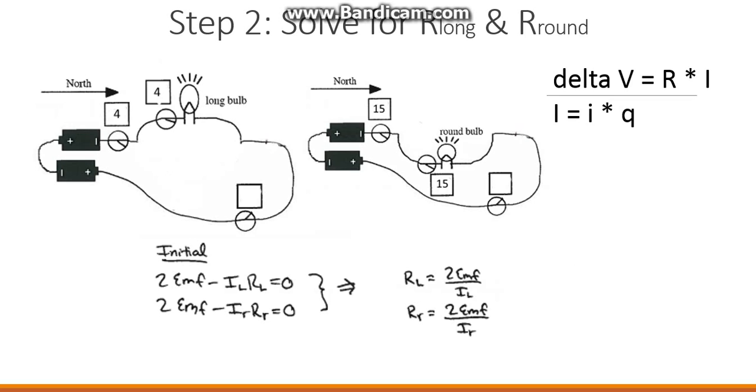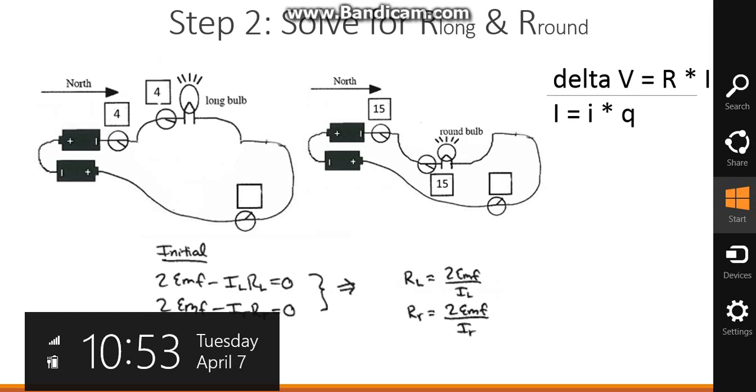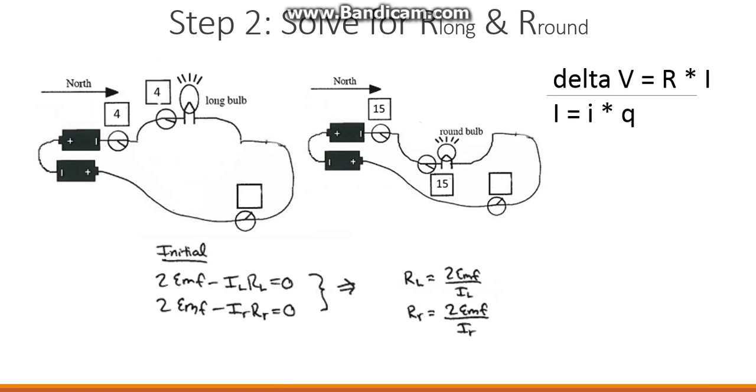So the next thing we're going to do is solve for the resistance of the long light bulb and the resistance of the round light bulb. If we solve for this, as seen here, we find that the resistance of the long light bulb is 2 EMF, the 2 batteries, divided by the current of the long bulb. And the resistance of the round bulb is equal to 2 EMF divided by the current of the round bulb.